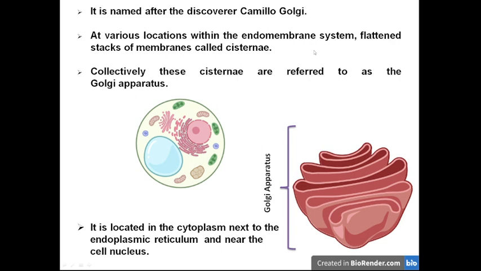Golgi apparatus, also called Golgi complex or Golgi body, is a membrane-bound organelle of eukaryotic cells, cells with clearly defined nuclei, that is made up of a series of flattened, stacked pouches called cisternae. These cisternae are held together by matrix proteins, and the whole of the Golgi apparatus is supported by cytoplasmic microtubules. It is located in the cytoplasm next to the endoplasmic reticulum and near the cell nucleus.